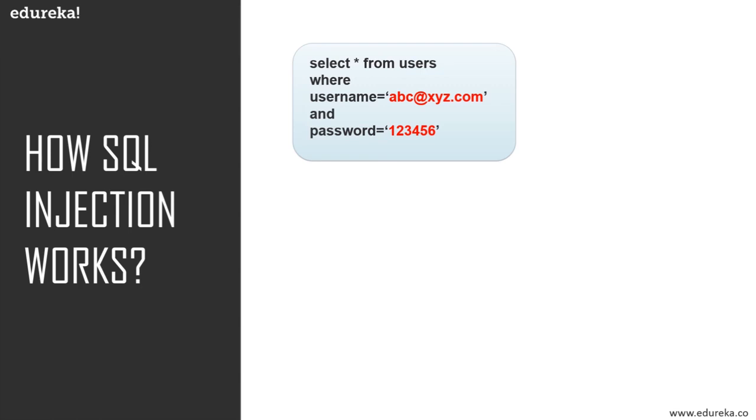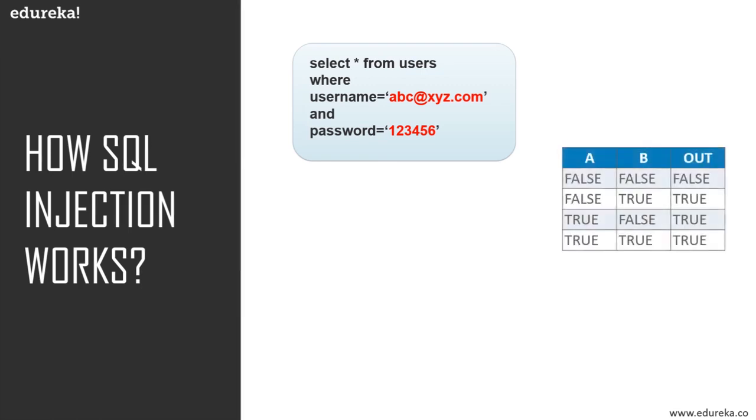So for that, I'll first explain what OR logic is. OR logic is a function that takes certain inputs and gives an output. Let's take an example where A and B are the inputs and out is the output. Suppose there's an OR function running on the inputs A and B. If both the inputs are false, then the output is false. If one of the inputs is true, then the output is true. And if both the inputs are true, then the output is true.